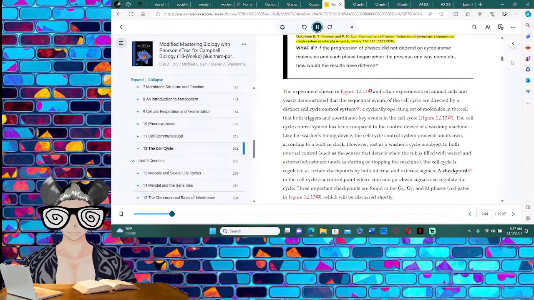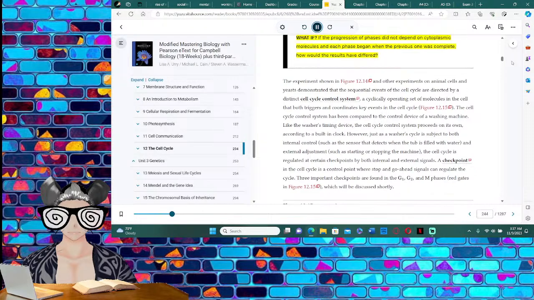Data from R.T. Johnson and P.N. Rao, Mammalian Cell Fusion: Induction of Premature Chromosome Condensation in Interphase Nuclei, Nature 226:717-722, 1970. What if? If the progression of phases did not depend on cytoplasmic molecules and each phase began when the previous one was complete, how would the results have differed?